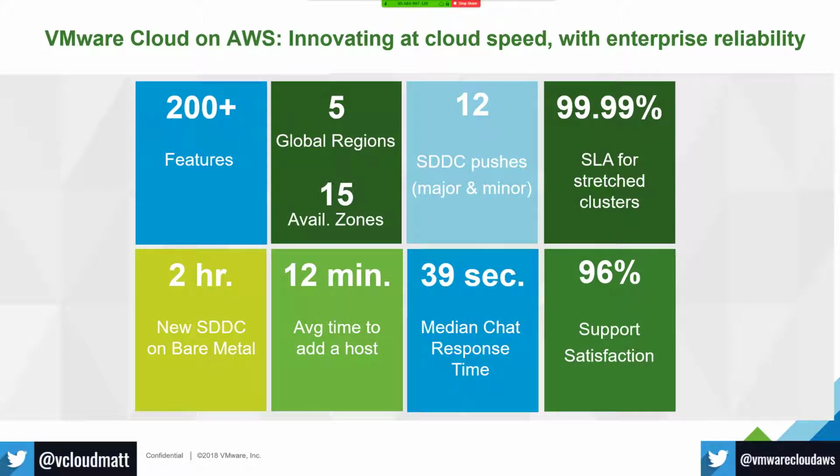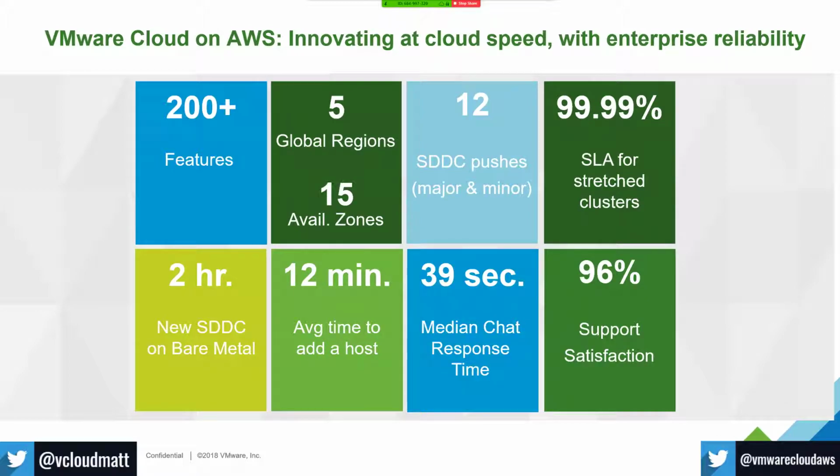So where are we with VMware Cloud on AWS? We have hit 5 global regions. We have 200 plus features. We have a 99.9% SLA for stretch clusters. You can get a new SDDC kicked up in 2 hours. Average time to add a host is 12 minutes.